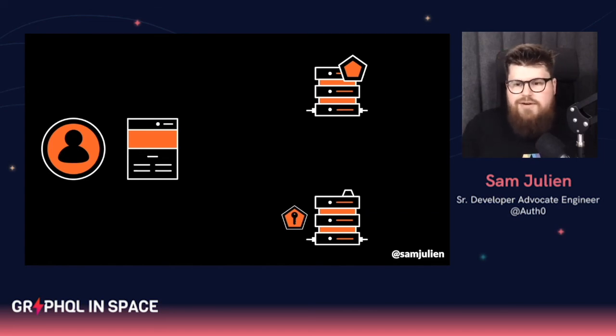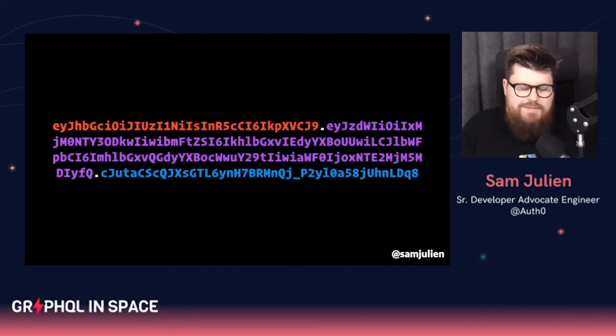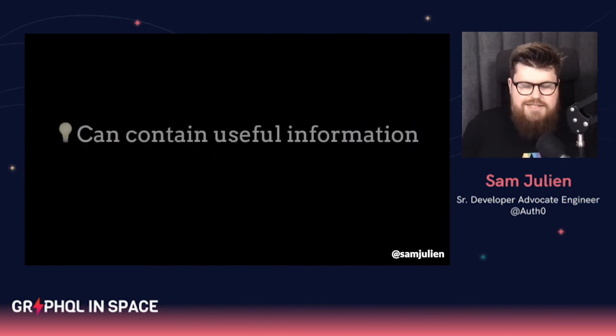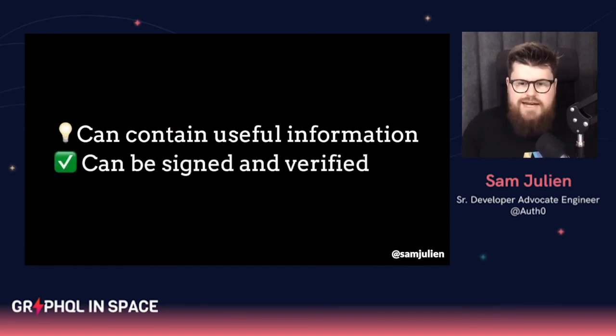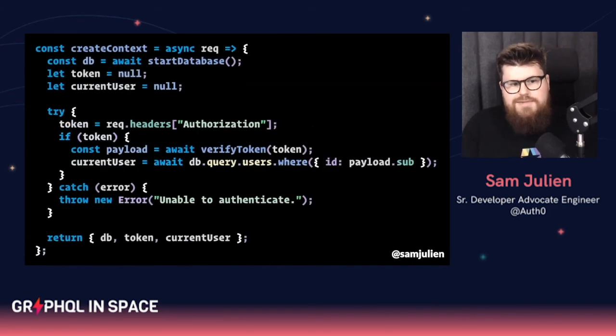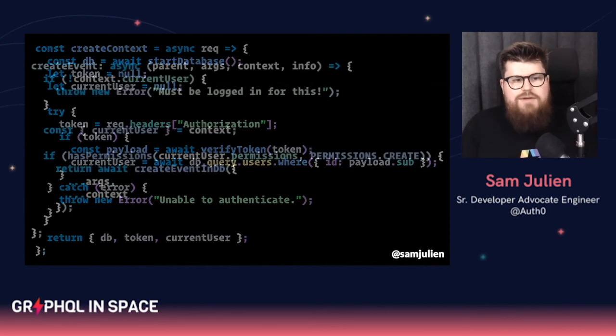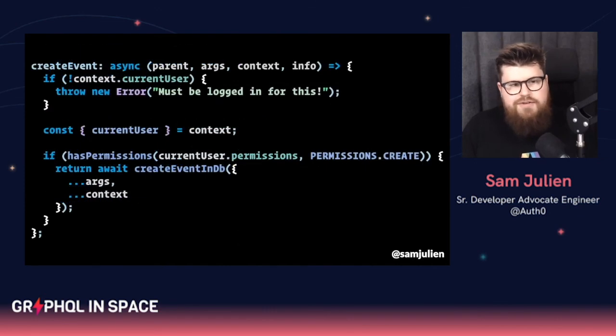We also talked about how a great format for this is the JSON Web Token. The JWT is a great format because it can both contain useful information like claims, and it can also be signed and verified, so we know for sure where it came from. We talked about how the best place to pull off a token, verify it, and return the payload is in the context. And then we can check in our resolvers if we have our current user to see if we're logged in, and then work on finding our permissions and calling the database.